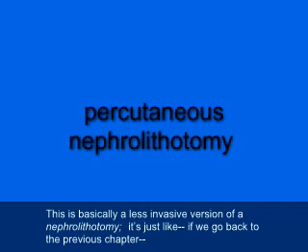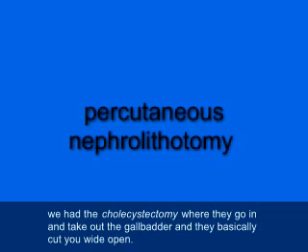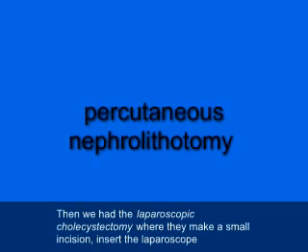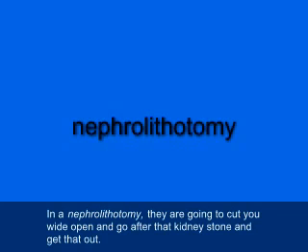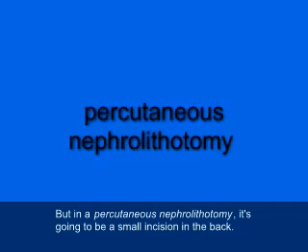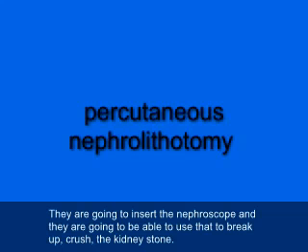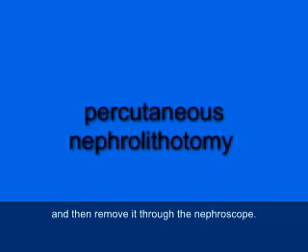It's just like if we go back to the previous chapter, we had the cholecystectomy, where they go in and take out the gallbladder and they basically cut you wide open. Then we had the laparoscopic cholecystectomy, where they would make a small incision, insert the laparoscope into the abdomen, and then using that, they could remove the gallbladder. Same deal here. Nephrolithotomy, they're going to cut you wide open and go after that kidney stone and get it out. But a percutaneous nephrolithotomy, it's going to be a small incision in the back. They're going to insert the nephroscope, and they're going to be able to use that to break up, crush the kidney stone, and then remove it through the nephroscope.